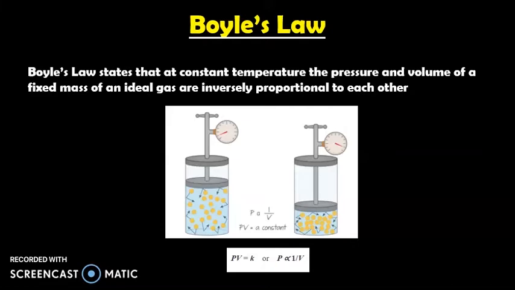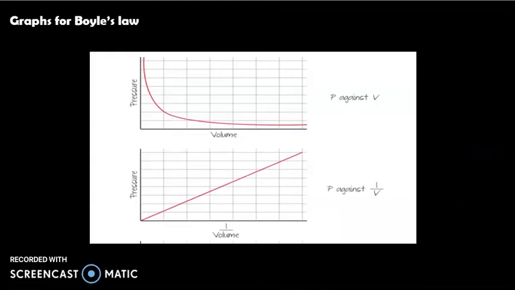As you can see in this diagram, when you apply pressure, the particles will come together and the volume will decrease. So mathematically it's expressed as PV equals K, or P is inversely proportional to volume. So graphically this is what Boyle's law looks like.